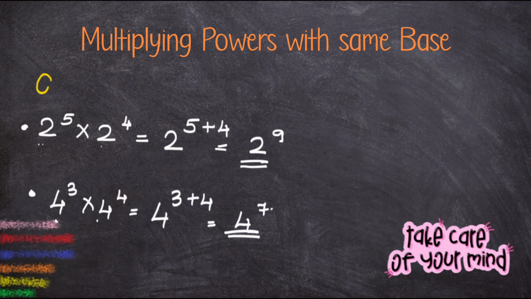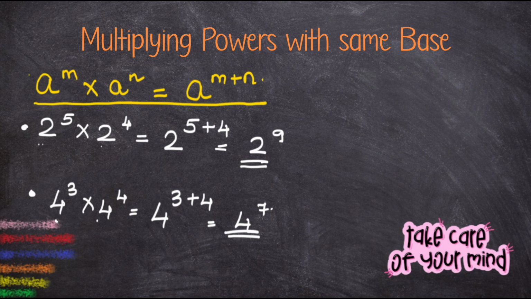So what does this law say? The law says that when you have same base and you have to multiply, then what you are going to do is you are simply going to add the exponents. So this is what the law is telling you. Okay, so you have to remember this law, that is a raised to m into a raised to n will give you a raised to m plus n.